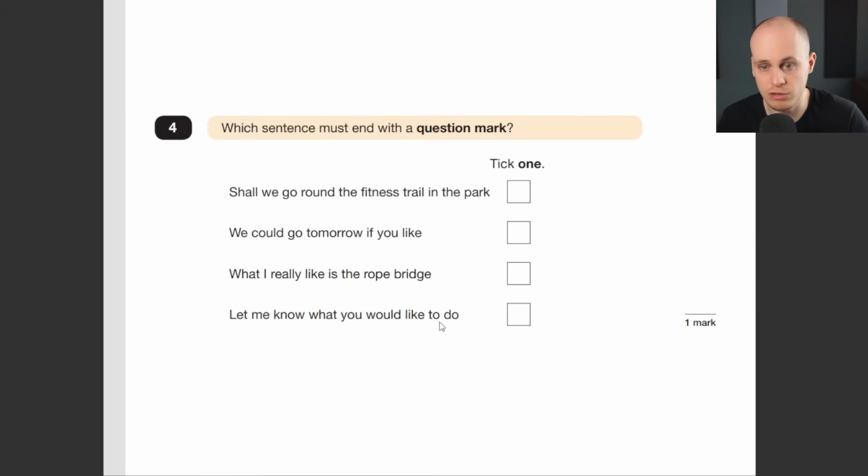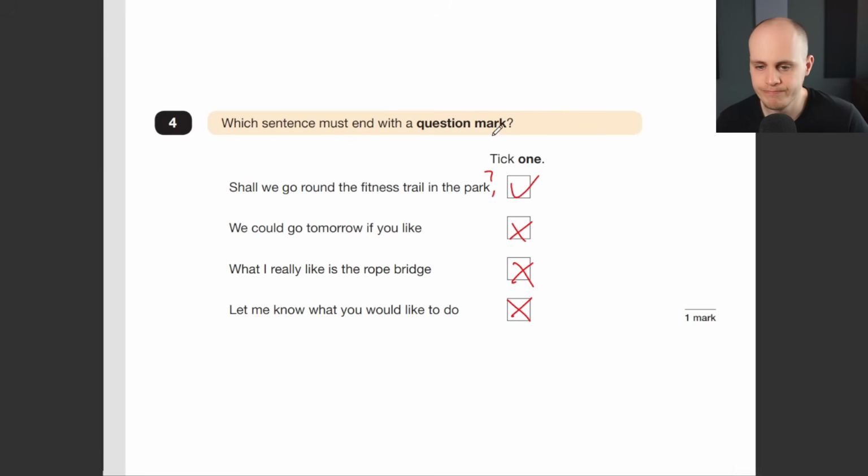Okay, last one's a trap. Great trap, because it sounds like a question, but it's not. It's actually just a statement. Let me know what you'd like to do isn't actually a question. The other person might respond, but it's not a question. What I really like is the rope bridge is a very obvious statement. There's no question there. Now these 2, you might say this one out loud like a question. We could go tomorrow if you like, but written down like this, it's not inherently a question. Again, it's just a statement. I'm just stating that we could go tomorrow if you like. The top one, however, is obviously a question. Shall we go around the fitness trail in the park? Question mark. You would expect a response from that one.